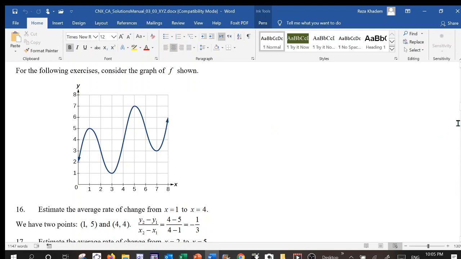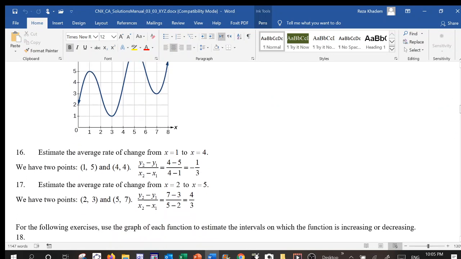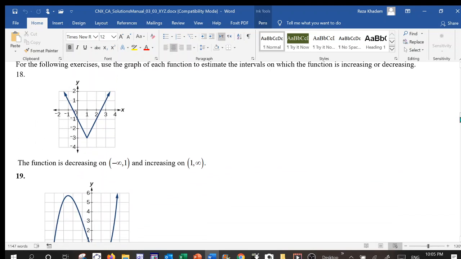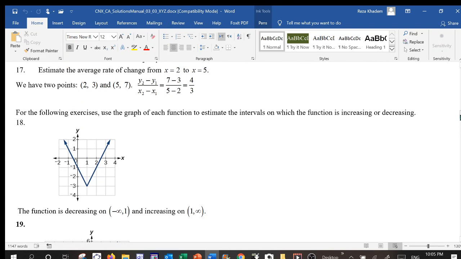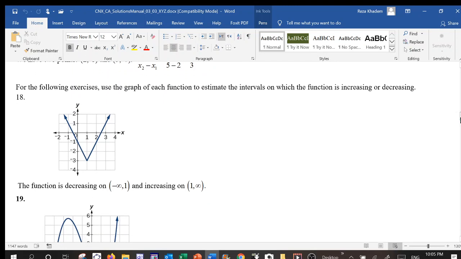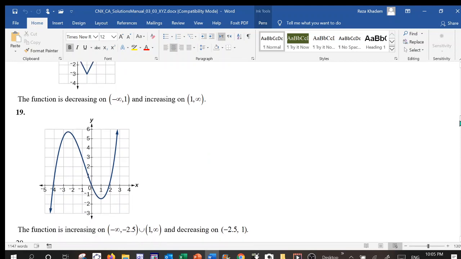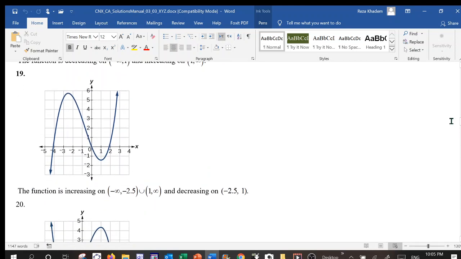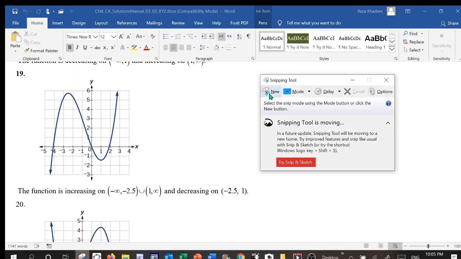All right, so let's do one other one. Let's see which one. We go to number 19 and 26, but what do we have to do? It says for the following, use the graph to estimate the interval on which the function is increasing or decreasing. Okay, so let's do that. We want to do 19 from the graph. Here we go. Now what is this business of increasing and decreasing?